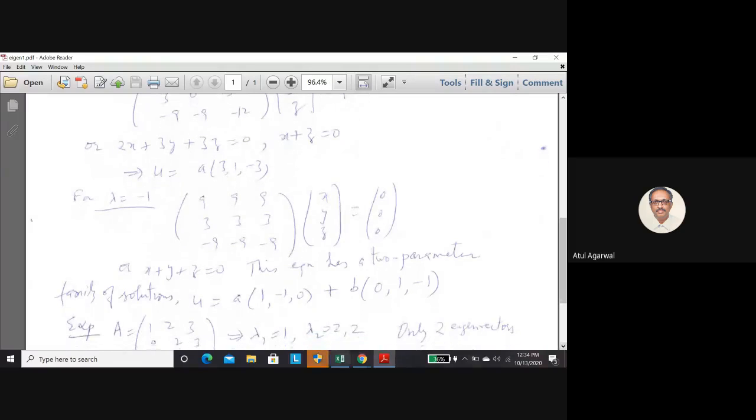For example, how can it be satisfied? Put z is equal to 0, x is equal to minus y then. So you can write it as 1, minus 1, 0. Next time what you make, x as 0, so you get y is equal to minus z. So you get 0, 1, minus 1. So you have got two eigenvectors corresponding to this eigenvalue.